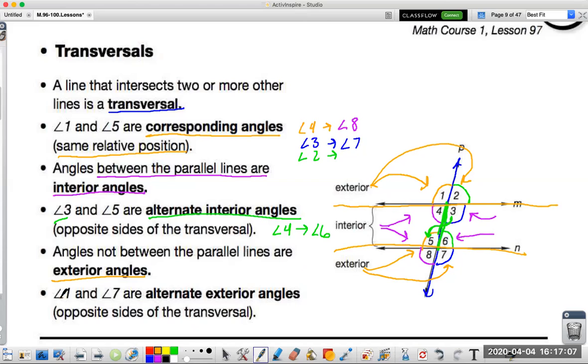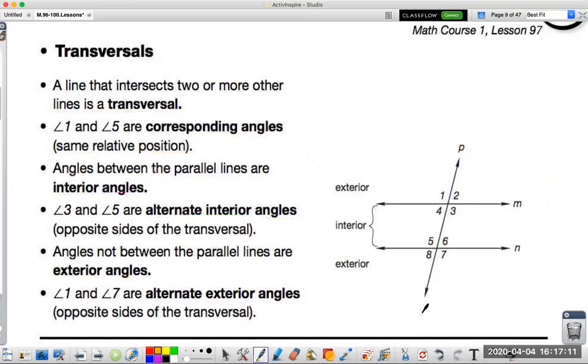Let me just clear everything off here so we can have an easier look at this. If you have angle 1 and angle 7, you can see that they cross, they are alternate, which means I'm jumping over the transversal. So if I'm alternating, I'm going to jump over onto the other side, and it says exterior.